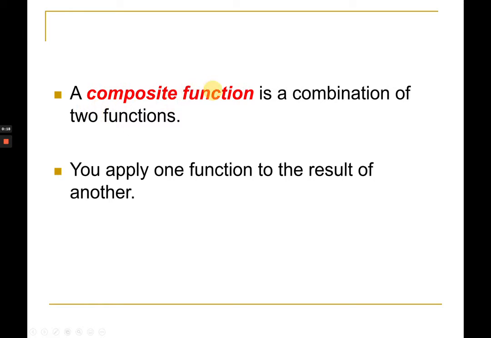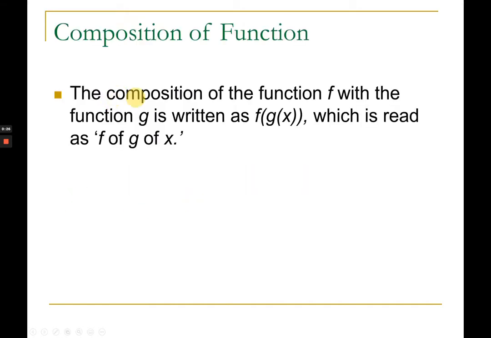A composite function is a combination of two functions. You apply one function to the result of another. The composition of the function f with the function g is written as in this symbol, which is read as f of g of x.